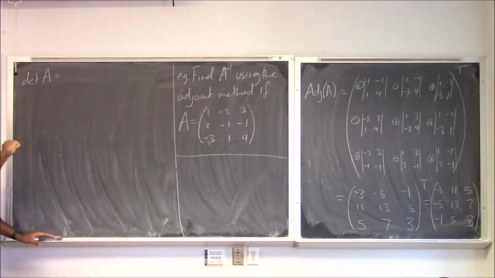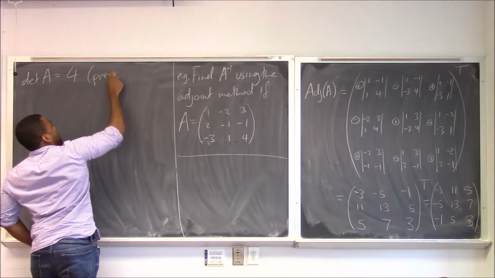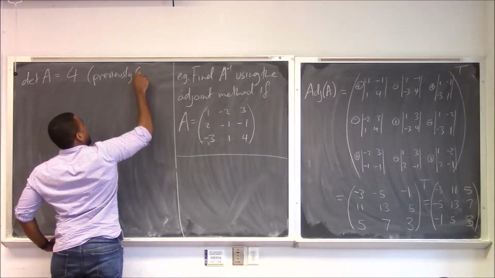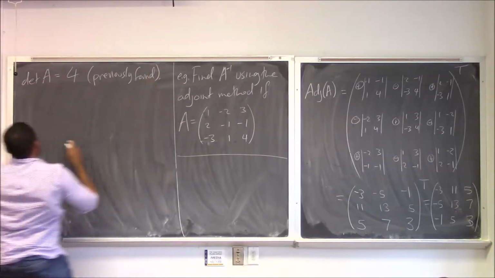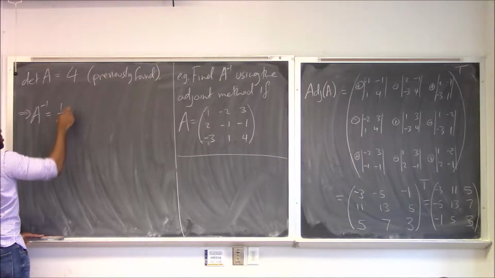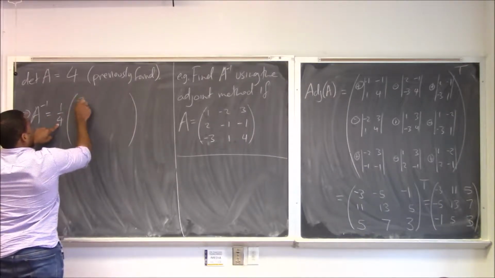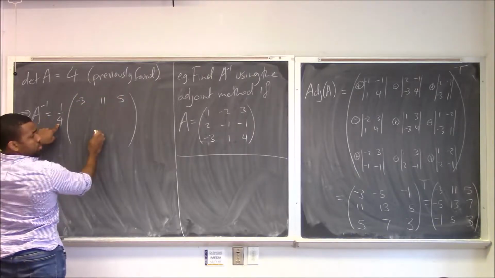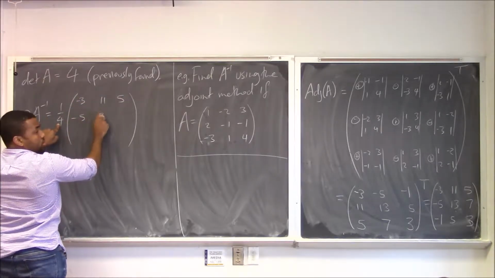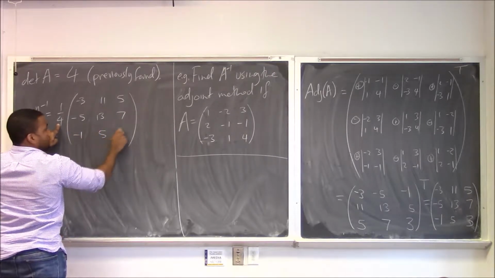Determinant of A was what? We found that last time. I think that was 4. Was it 4? Positive 4, negative 4? Positive 4. Previously found. Which means now that our A inverse will be 1 over 4 times that matrix: minus 3, 11, 5, minus 5, 13, 7, minus 1, 5, 3.